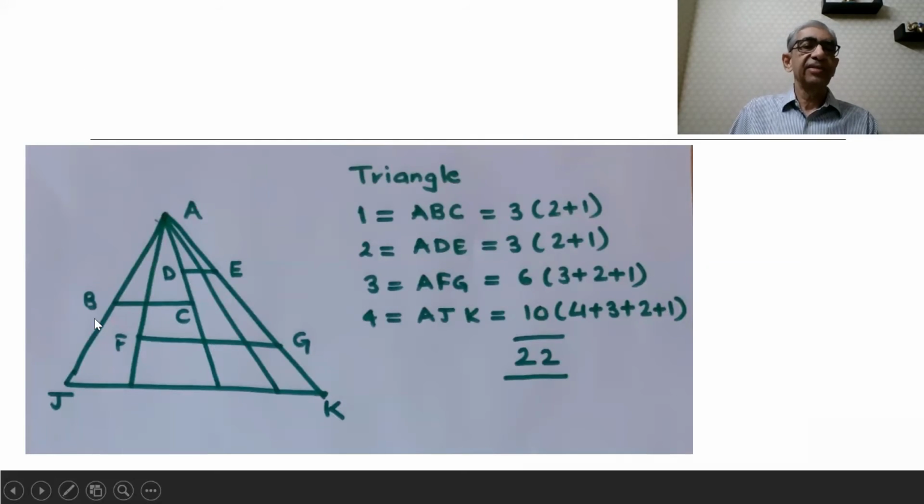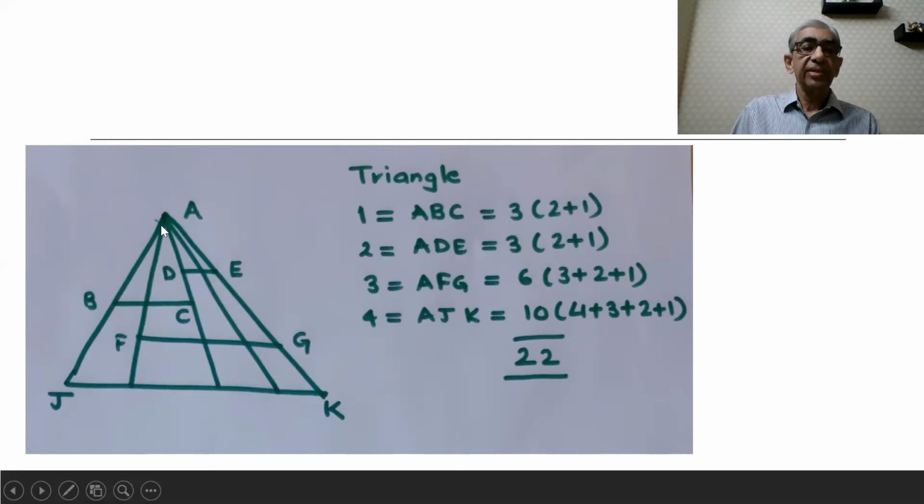Now see, in this figure, I have to find out the number of triangles. So I'll bifurcate the figure. Say I can divide it into 4 triangles. A, B, C is one triangle. In it, there are 2 partitions. So we know when there are 2 partitions in a triangle, the number of triangles is 3. Now A, D, E. This triangle also has 2 partitions. So the number of triangles here also is 3.